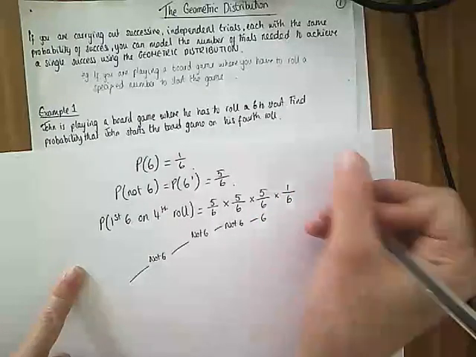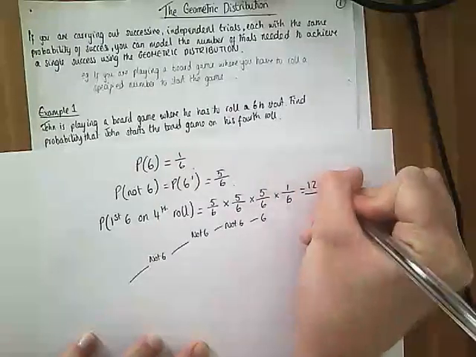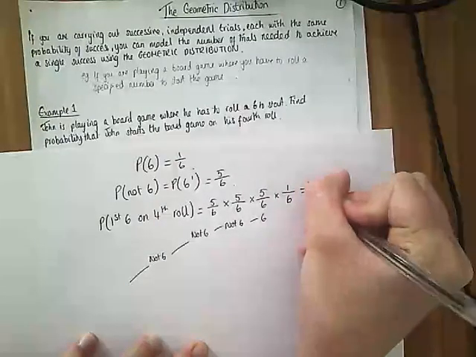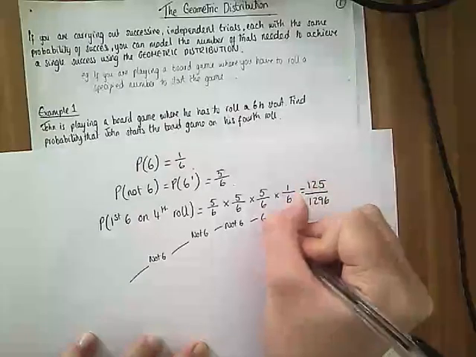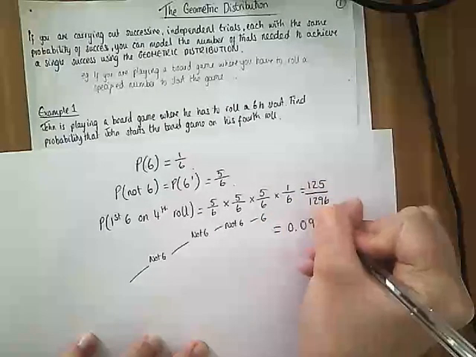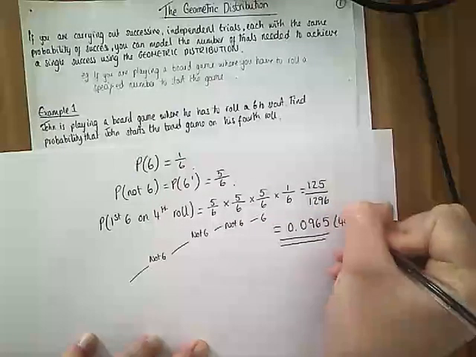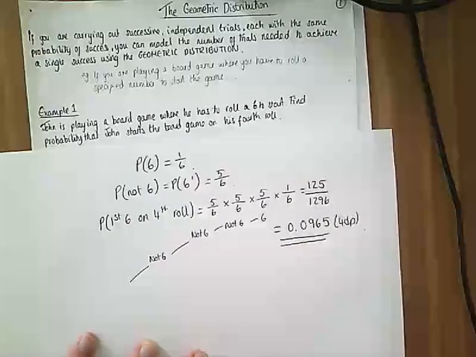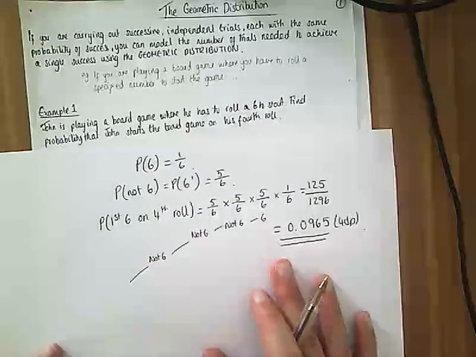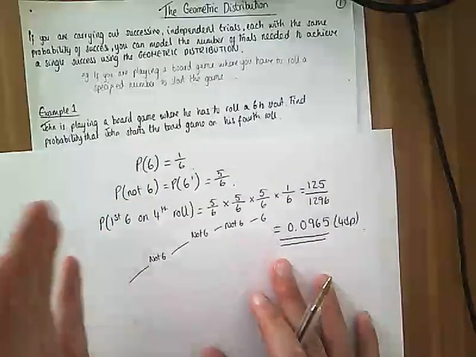We can multiply those all together, which gives us 125 over 1,296. Quick maths there by Callaway. And if you put that into a calculator, hopefully that will be 0.0965, correct to 4 decimal places. Hopefully that makes sense. Obviously we can do that really quite easily using our brains, using logic.